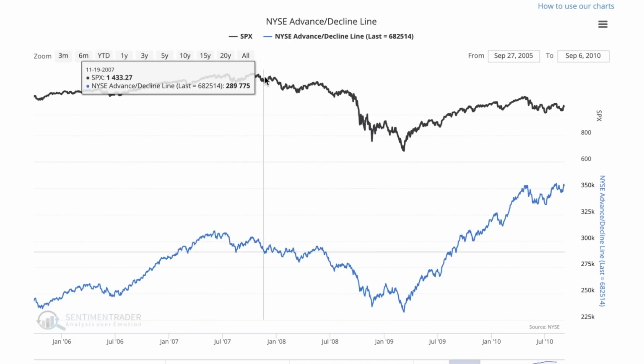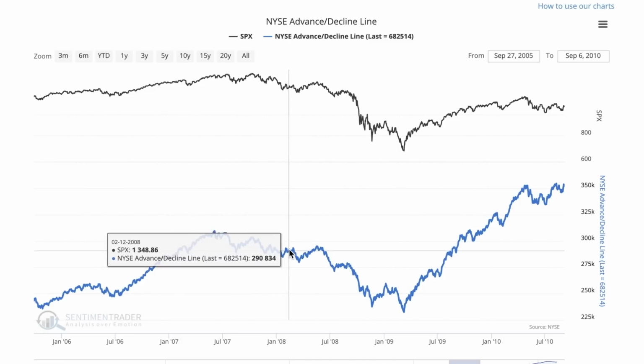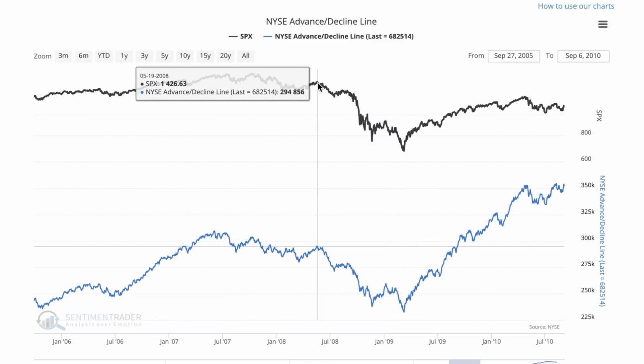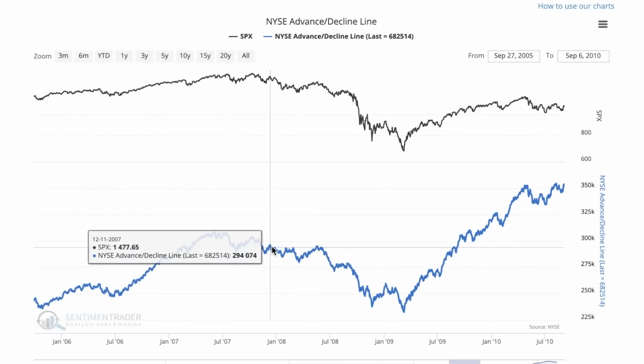And you can see here, look at this, every time there's a lower high in the market, that black line making a lower high, well, that's confirmed by the advanced decline line. Confirmed. In this bull trap towards the beginning of 2008, price stayed lower than this high and the advanced decline line stayed lower than this high.